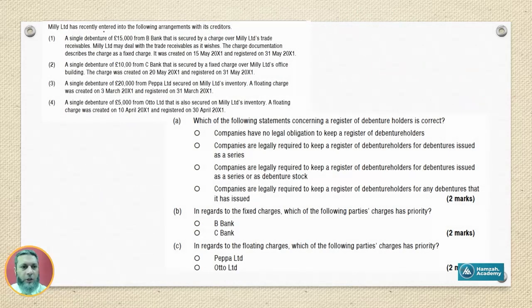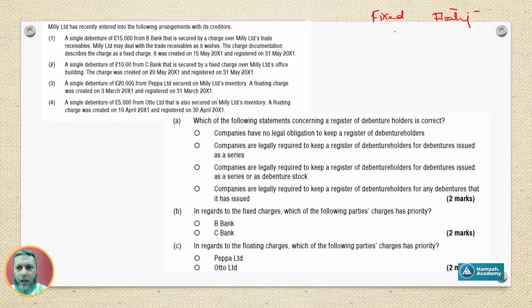Okay. The next question is: Millie Limited has recently entered into the following arrangement with its creditors. These are different types of debentures they have issued, and we need to understand the concept of debentures whenever a single debenture is issued. Multiple debentures are issued for a single asset. So the general idea is we look at the date of creation. First of all, how many combinations could there be? You see, we have fixed and floating charges.